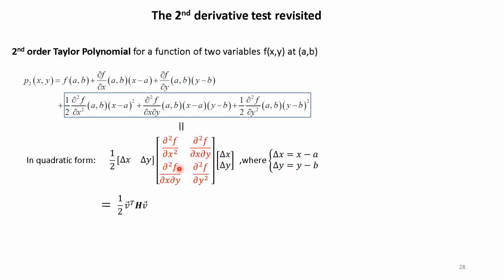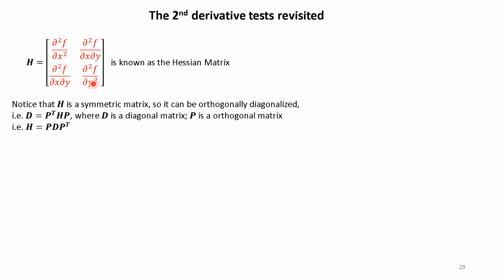Now in this matrix form, the middle matrix is denoted by H. This H actually has a name. It's called a Hessian matrix. Notice that this matrix is very nice because it's a symmetric matrix.